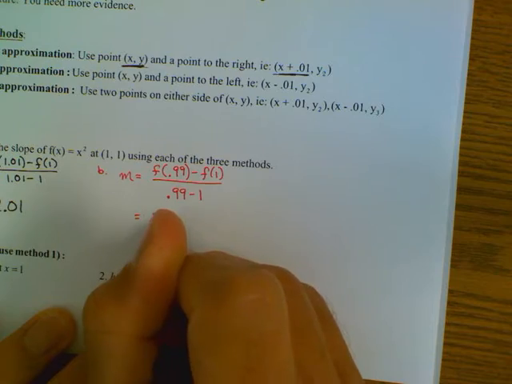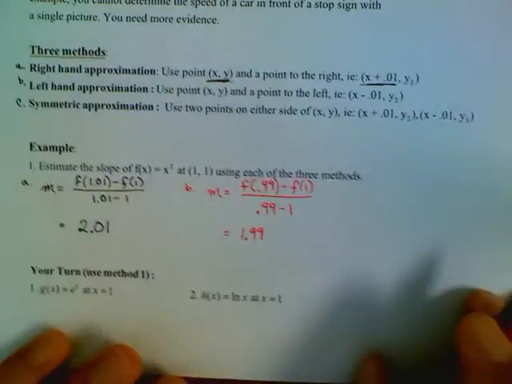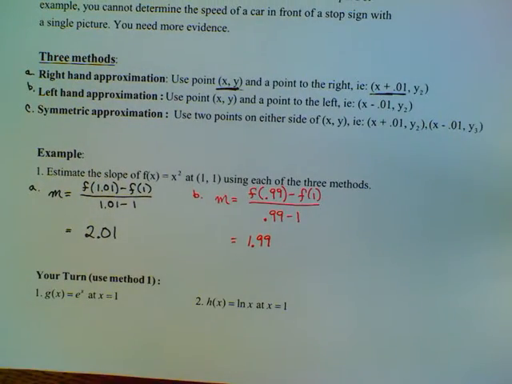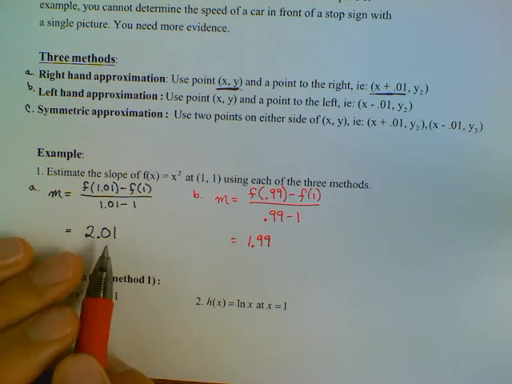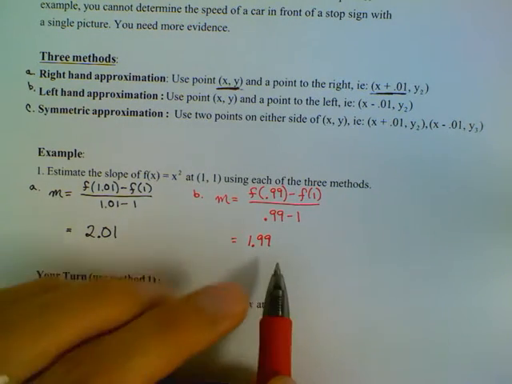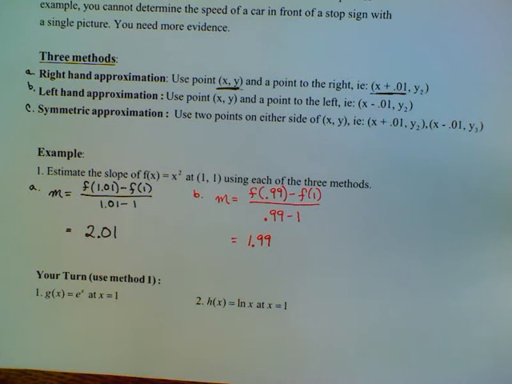So if you were guessing what the instantaneous slope was, you'd probably guess 2, because I did the estimate at the right, and it's 2.01, and on the left it's 1.99, so maybe it's exactly 2.